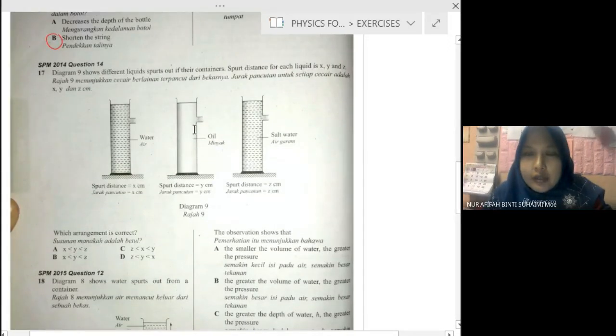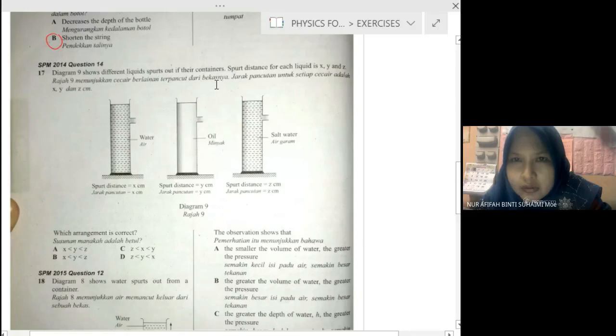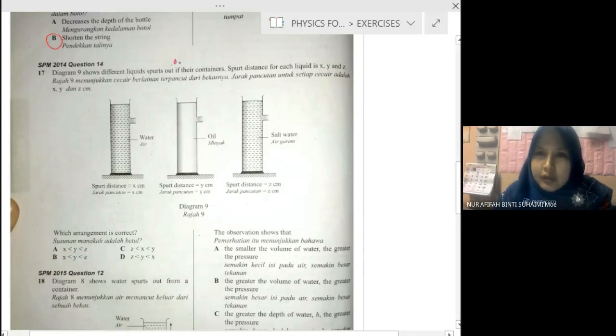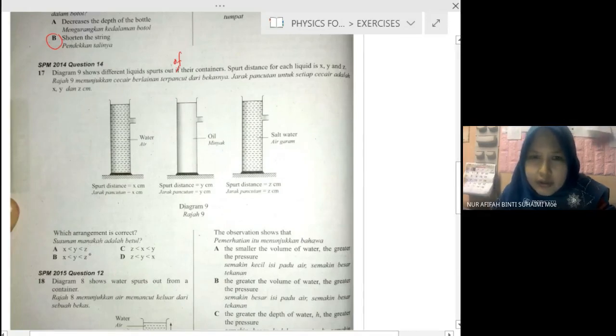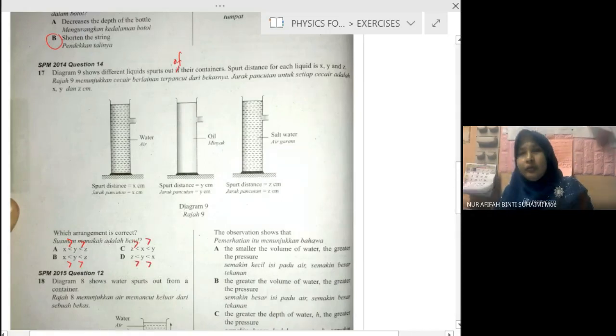17. The diagram shows different liquids spurting out of their containers. The spurt distance for each liquid is X, Y, and Z. We have water, oil, and salt water. Which arrangement is correct? I think the symbols here are wrong. Which one? Relate it also with the equation P equals rho gh.